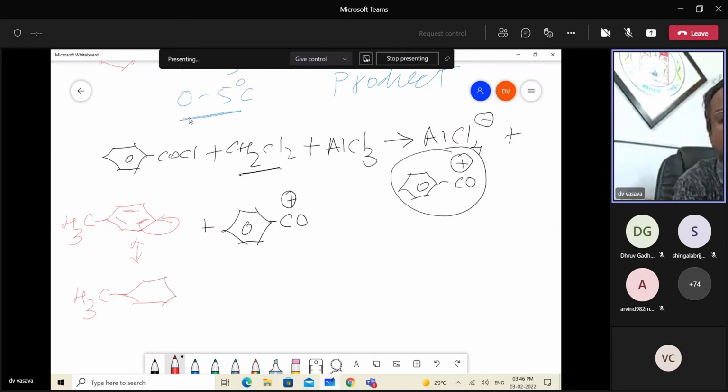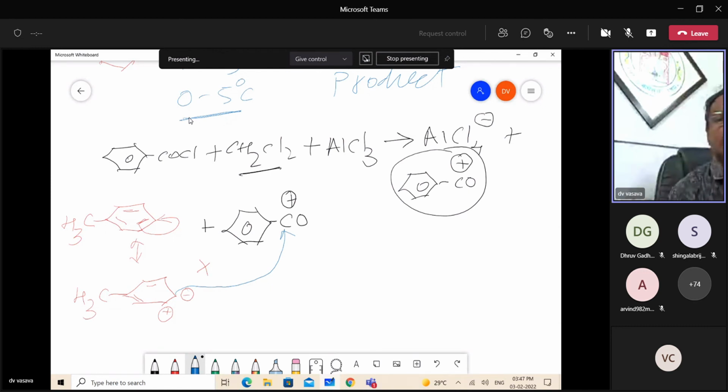So here it will get the negative charge, and this will become the positive charge, and the rest of the bonds remain as they are. Plus this is the carbocation, the acyl cation. So now this carbon has the extra electron, and it will share its electron with the acyl cation.